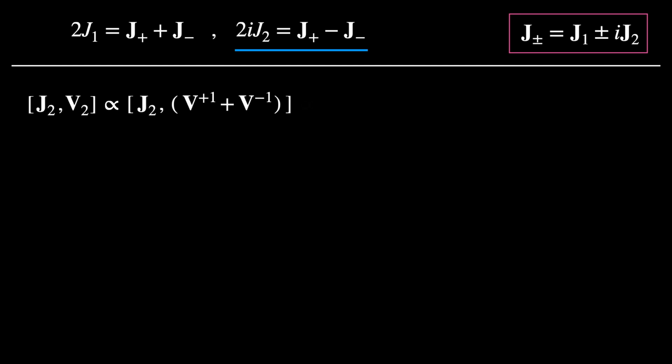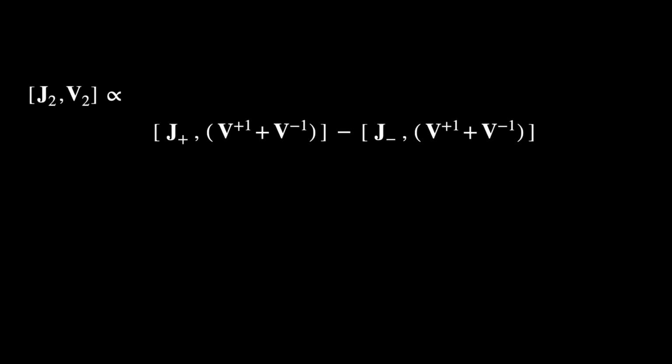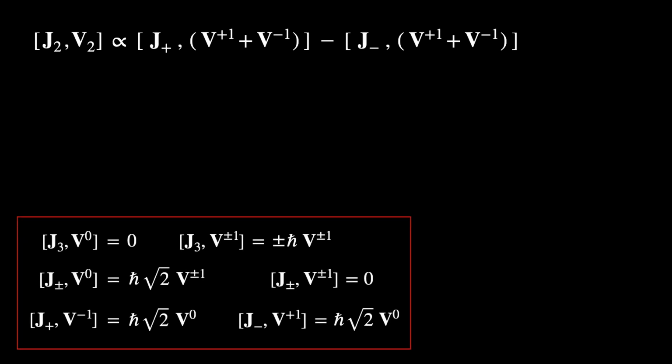Expressing J2 in terms of J plus minus. Let's break this up into 2 parts. We would need the same 3 spherical relations in the red box as we did for the commutator of J1 and V1.